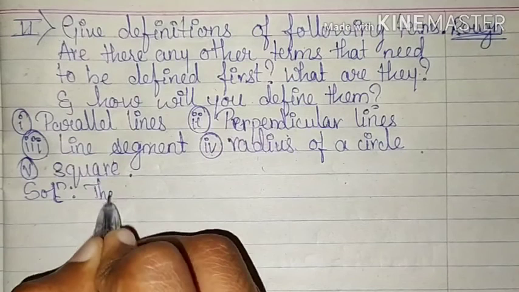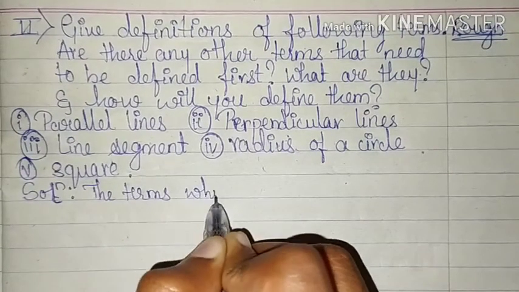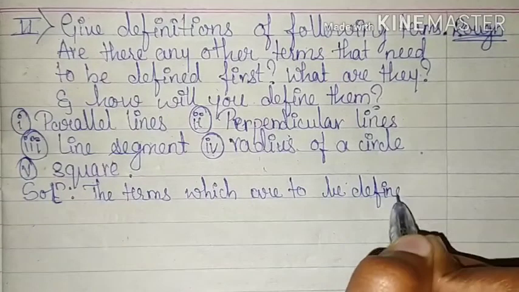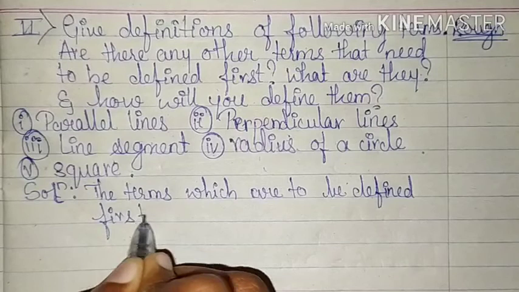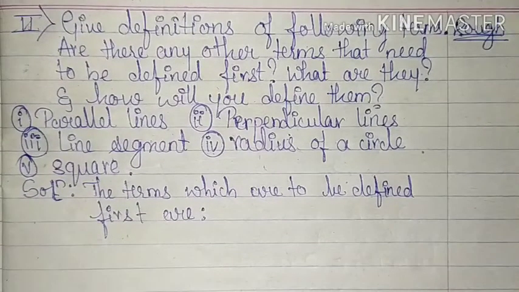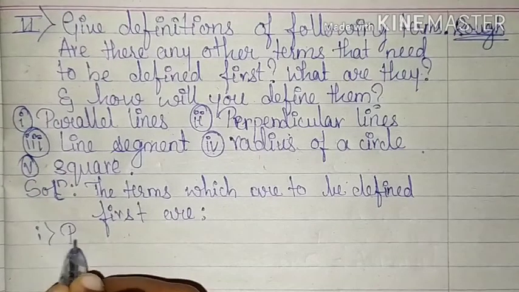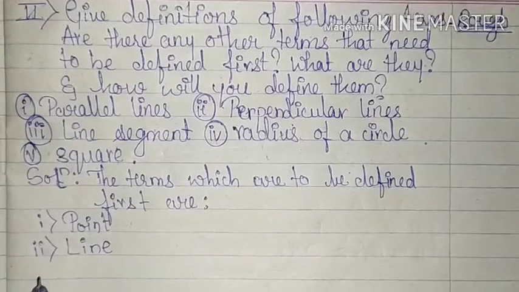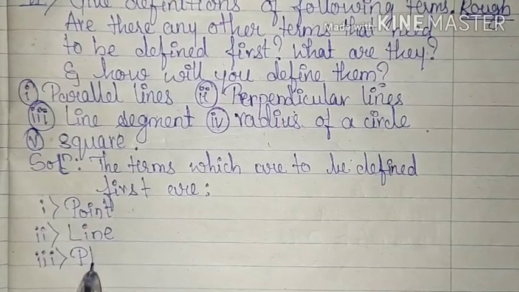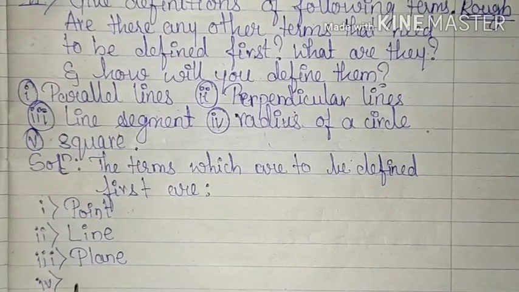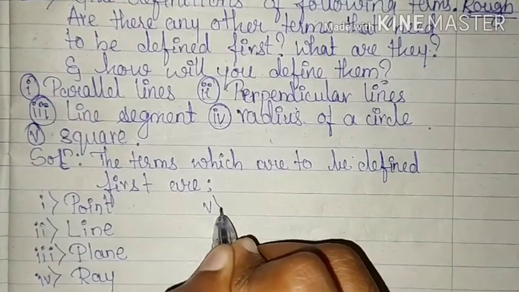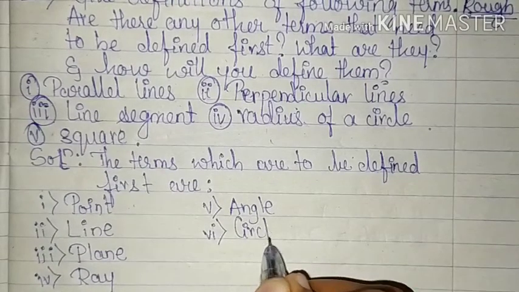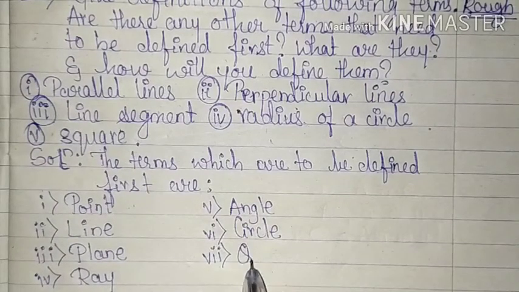Okay, so the terms which are to be defined first are: first point, second line, third plane, fourth ray, fifth angle, sixth circle, seventh quadrilateral.